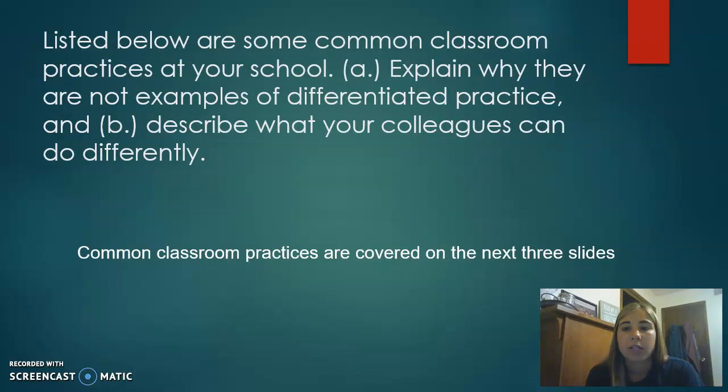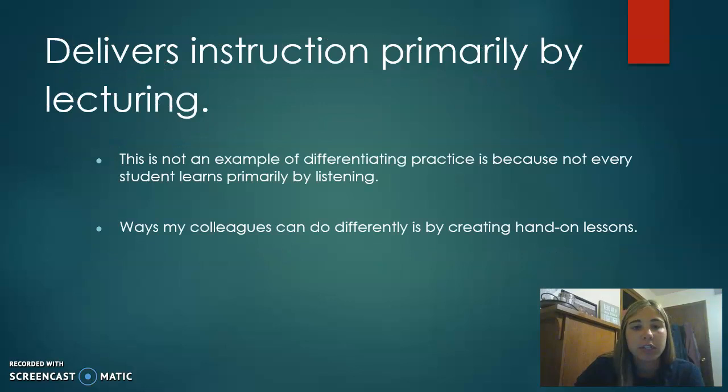Listed below are some common classroom practices at your school, and I split them up onto each of their own slides. I explained why they are not examples of a differentiated practice and described what your colleagues can do differently in each example. The first one delivers instruction primarily by lecturing. This is not an example of differentiating practice because not every student learns primarily by listening.